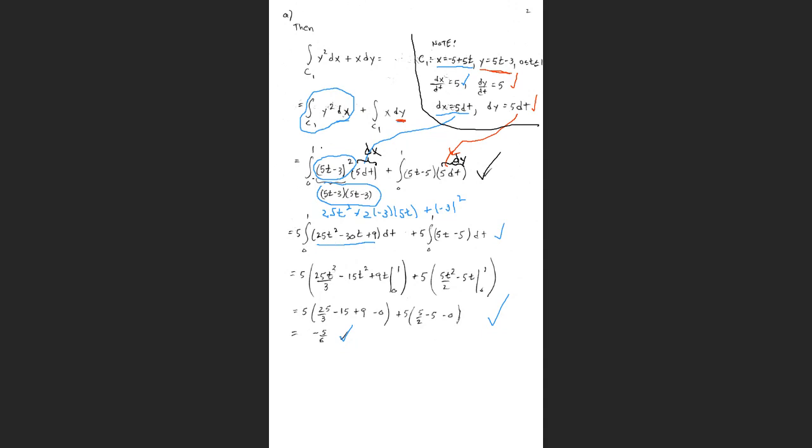Okay, so you get negative 5/6. And that is the value of the sum of the line integrals over the first curve. Now that's part A. Now part B says, okay, find the sum of the line integrals over the second curve.